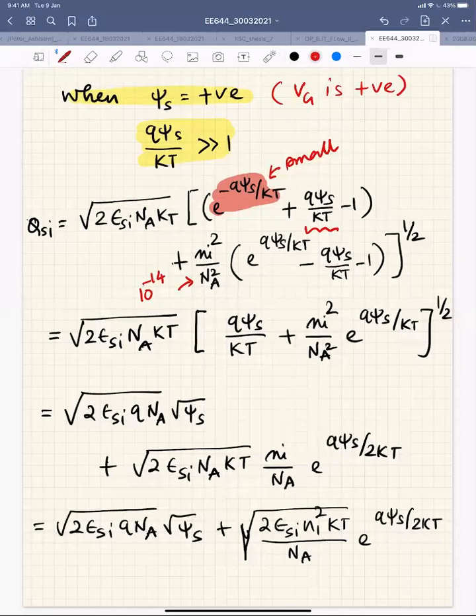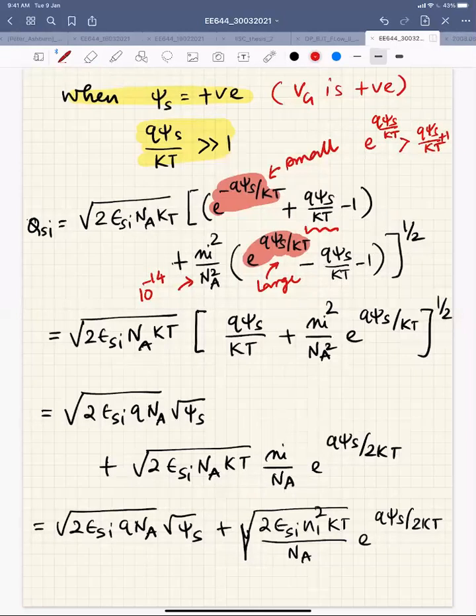If you look at this number, e to the q psi s by kT, this is a large number. If psi s equals 100 millivolt, this is e to the power 4. So compared to this number, here you could write e to the power q psi s by kT will be definitely more than q psi s by kT plus 1.